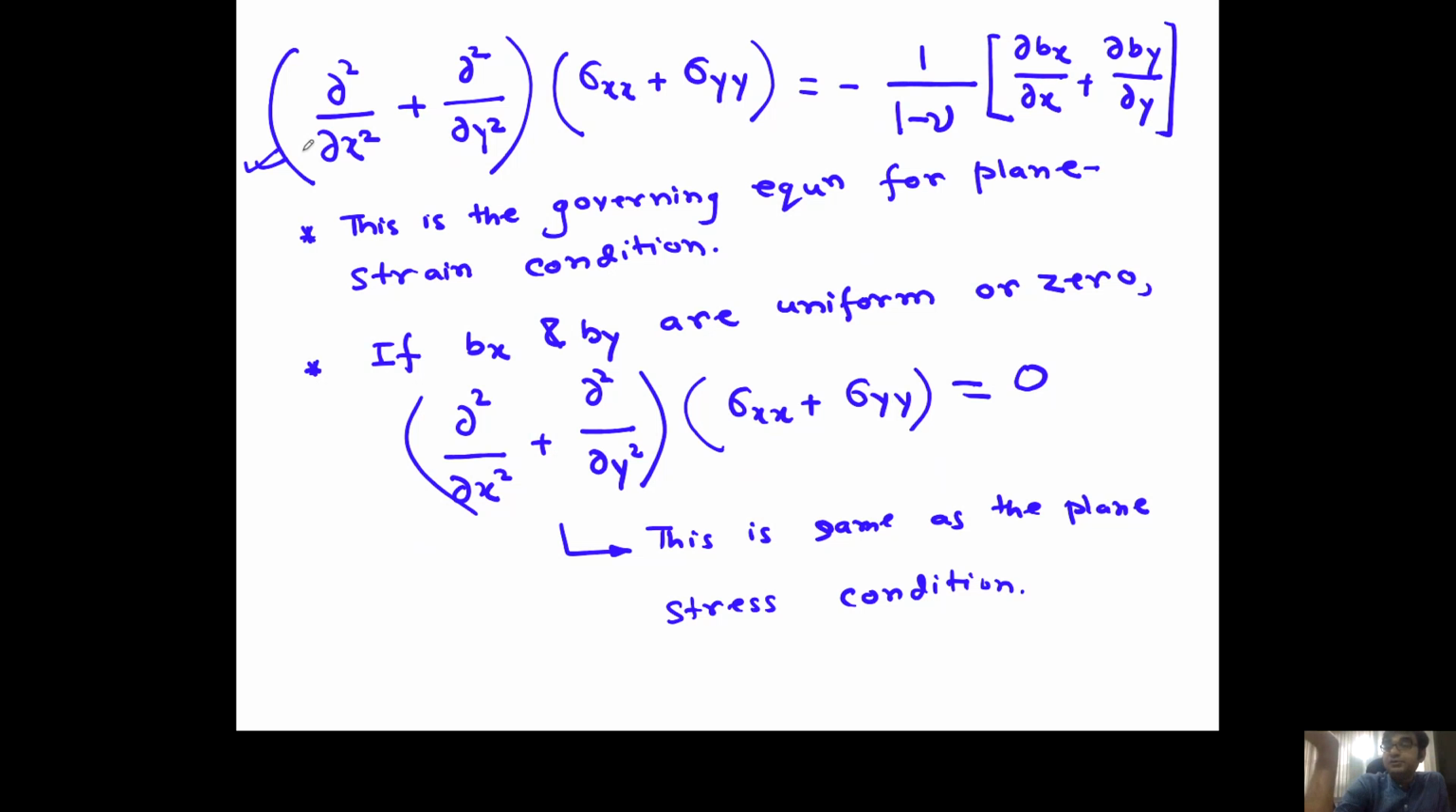Now, does that mean that you will have the same result? No, because although the equations are same, you will in most of the cases have a different boundary condition. So the equation is the same. The boundary condition in most cases will be different, and as a result, your results will be different. However, the governing equation is same if the body force is uniform or 0.